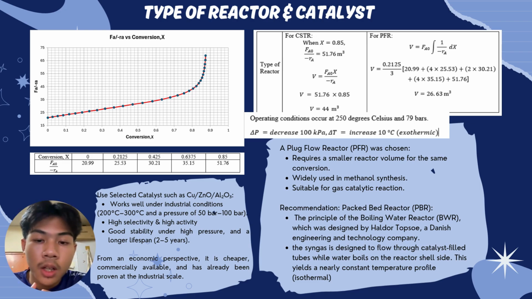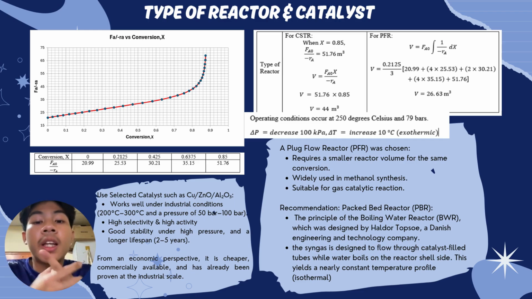For this reactor, the operating condition is T equal to 250 degrees Celsius and P equal to 79 bar. Our reactor doesn't operate at constant temperature and pressure, because in real life, we cannot expect the reactor to be isothermal and isobaric. So the delta P that we assume is a decrease of 100 kPa, while the temperature is increased by 10 degrees Celsius because methanol synthesis is an exothermic reaction.